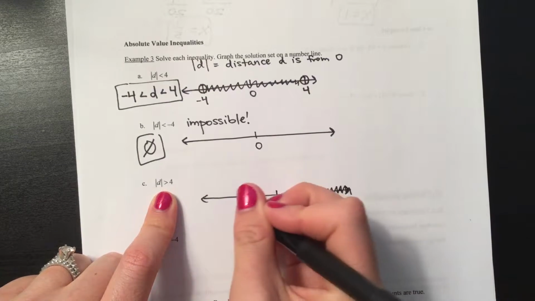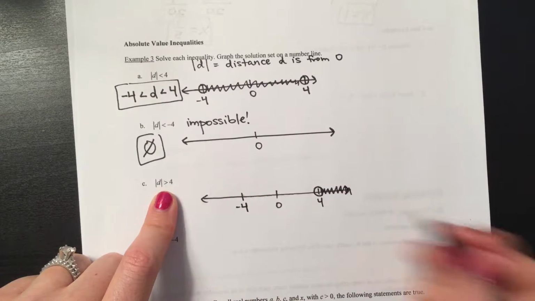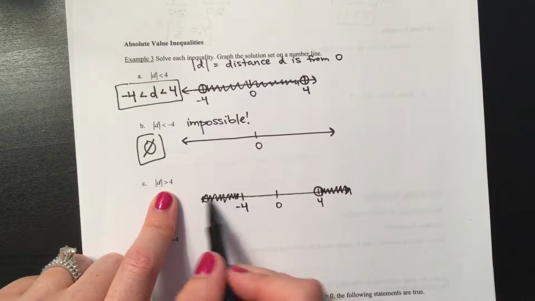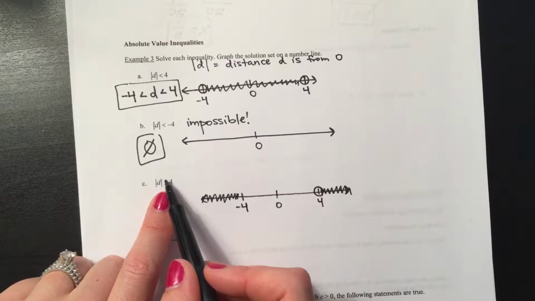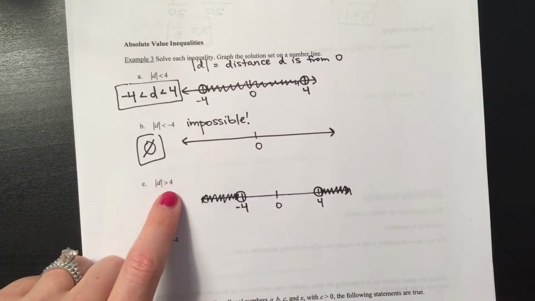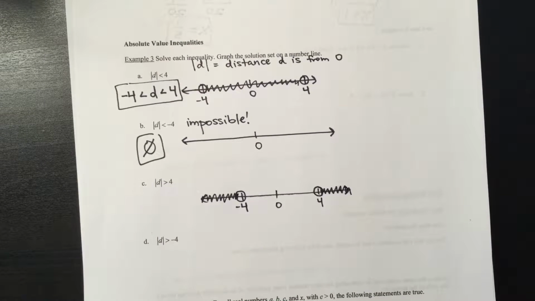But if I want to be at least 4 units to the left, that would include -5, -6, -7. Any of these numbers over here are also at least 4 units from 0. And again, open circle, because it doesn't have the or equal to. So that's what my actual graph would look like. That's what the picture would look like.